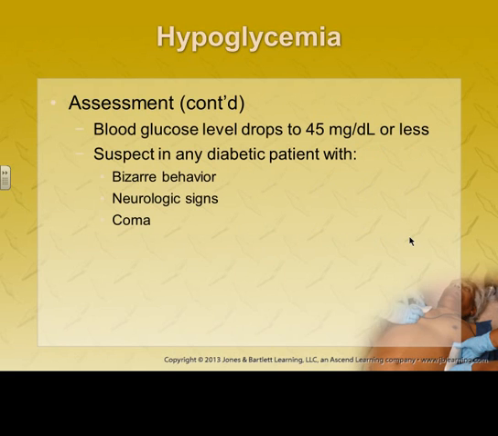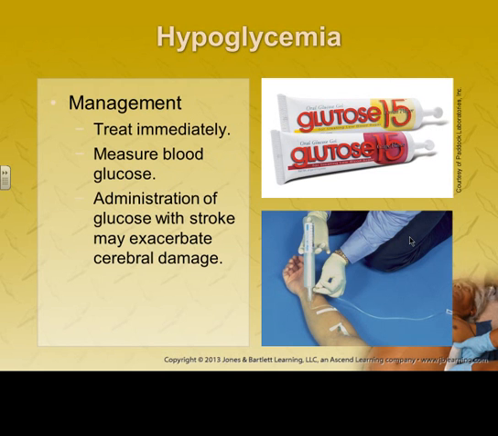They're saying hypoglycemia is when the blood glucose level drops to 45 or less. Normal blood glucose ranges are 60 to 120. Definitely, any patient that's got bizarre behavior, neuro signs, coma, even if you can't get a good history on them, go on and check their sugar. Remember your reversible causes of everything.